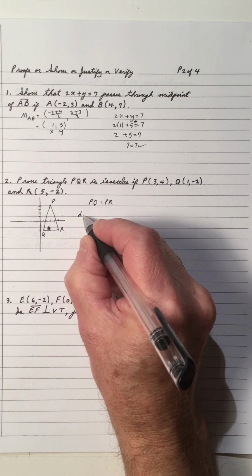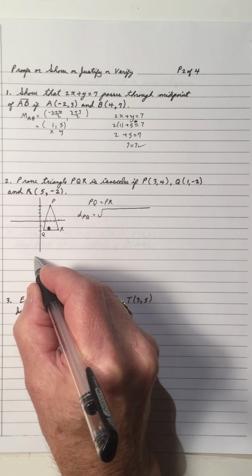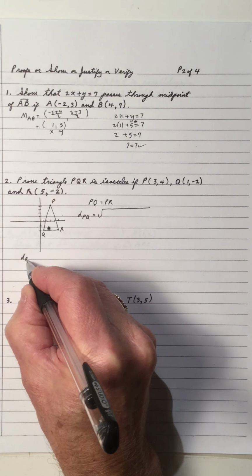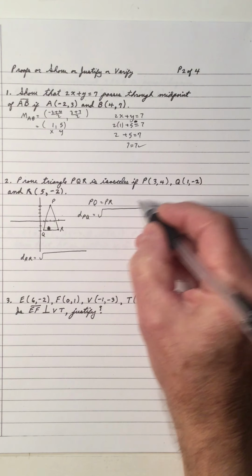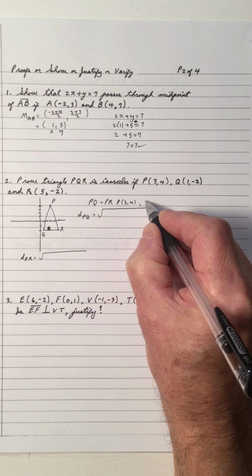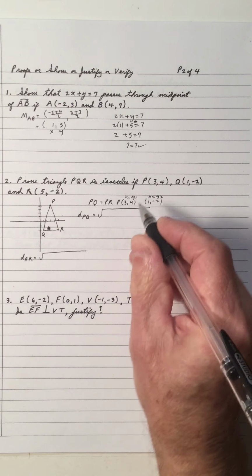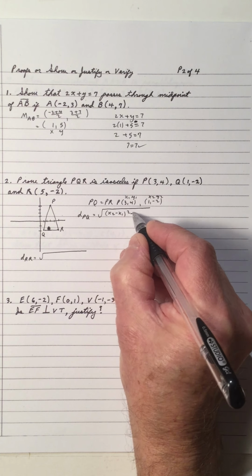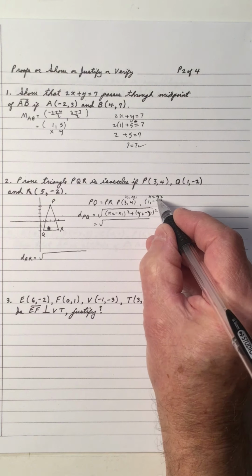So that means we have to get the length of PQ using the distance formula, and we have to get the length of PR using the distance formula. And when we work both of them out, then it's isosceles. So let's go with PQ. P is (3, 4) and Q is (1, -2). So that's x1, y1, x2, y2, and the length is the square root of x2 minus x1 squared plus y2 minus y1 squared.